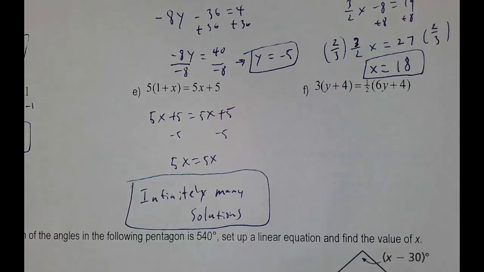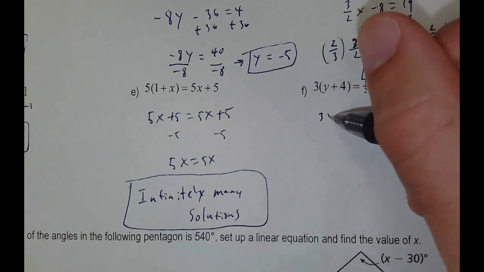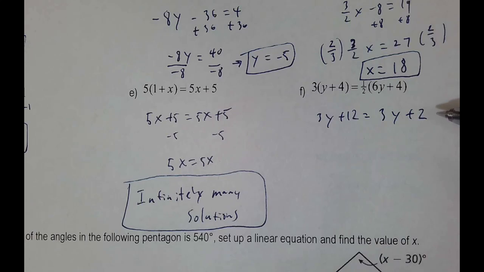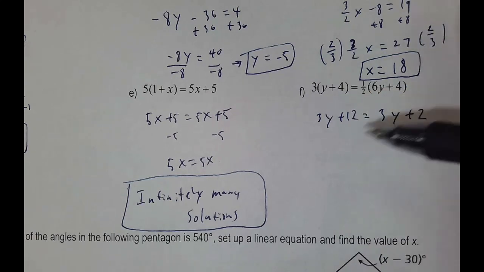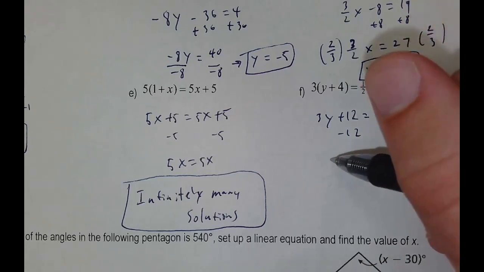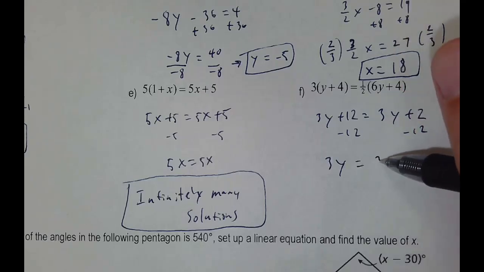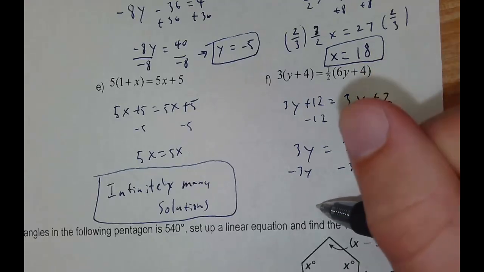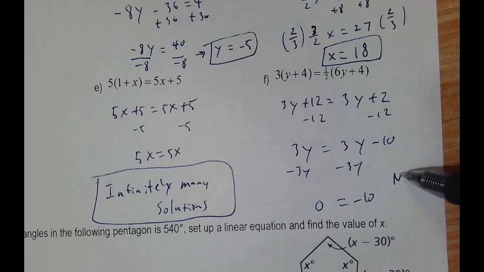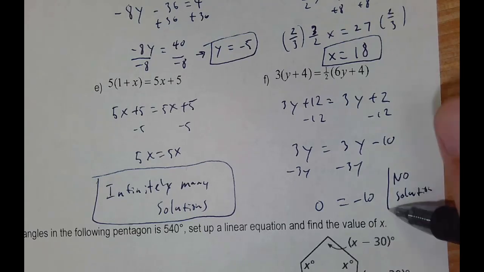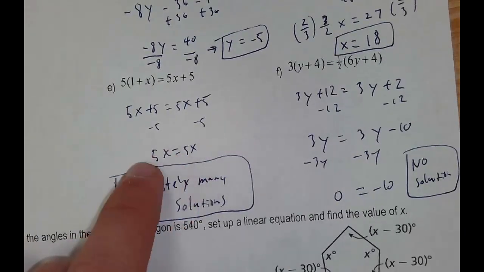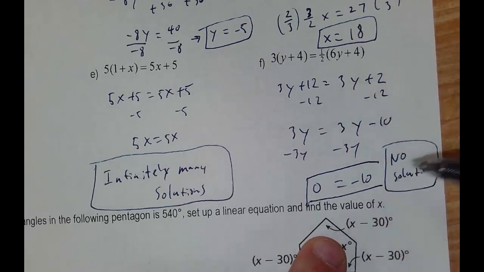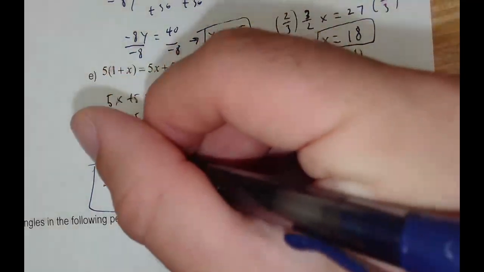F. Let's write it out. We have 3y plus 12 equals 3y plus 2. Let's subtract 12 from both sides. We get 3y equals 3y minus 10. Something doesn't look right here. Minus 3y, both sides. We have 0 equals negative 10. This is no solution. So make sure you know the difference. When it's the same on both sides, it's infinitely many. When it's not possible, the equation isn't possible, right? It is no solution. Okay?